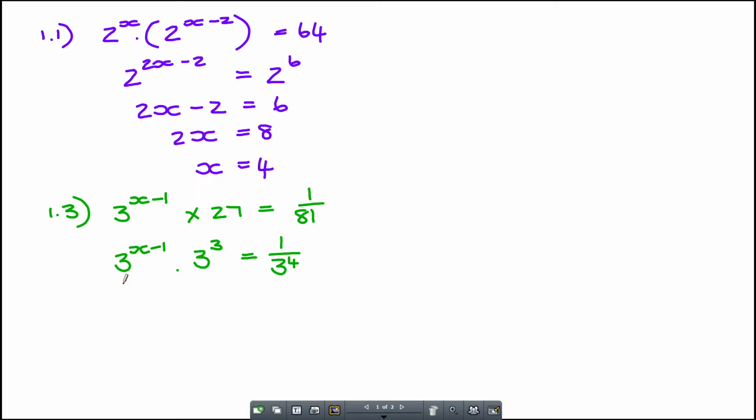Now, the left-hand side. Because the base is 3 and we're multiplying, I can go and add the exponents. So that's the same as 3 to the power of x, and then minus 1 plus 3 will give me 2. Equal to, now over here, that's in the form of a fraction. So if I take that to the top, it will become 3 to the power of minus 4. Now, can you see that the base is 3 on both sides? So I can only look at the exponents. So the x plus 2 will be equal to minus 4. That means that x will be minus 6. Okay. That was just to remind you guys about exponents.